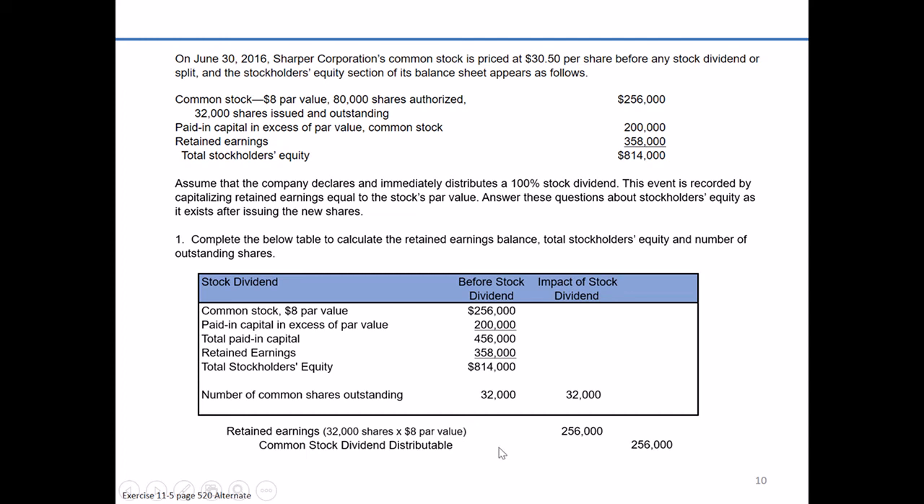Now, typically when you did a cash dividend and you're recording the declaration of the dividend, the other side of the entry was some type of liability account like dividends payable. But that was when we were eventually going to pay cash. Here we're eventually going to issue shares of stock, so our credit isn't going to be a liability account, it's going to be an equity account called common stock dividend distributable.